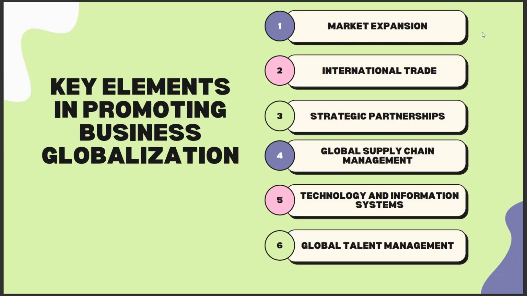Okay, the fourth one would be your global supply chain management. Managing a global supply chain involves sourcing components or materials from various countries, coordinating logistics, and optimizing distribution channels. Efficient supply chain management ensures timely delivery, cost effectiveness, and responsiveness to customers' demands across international markets.